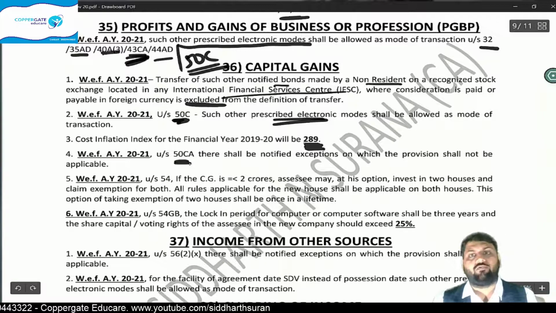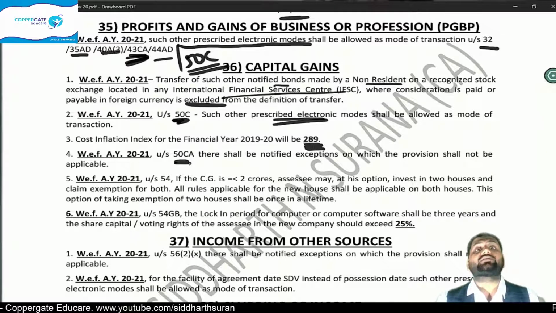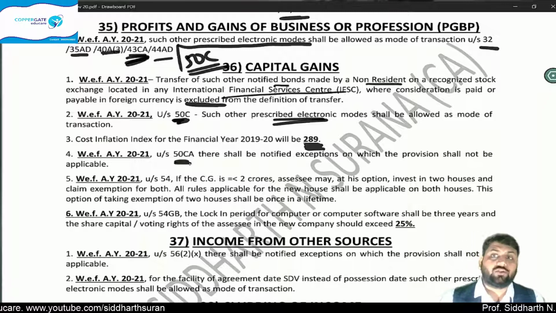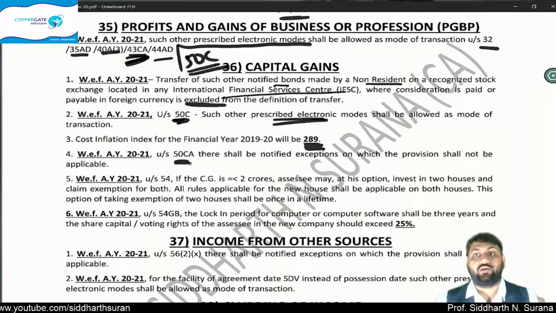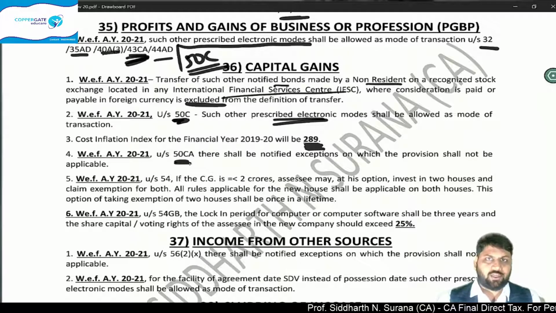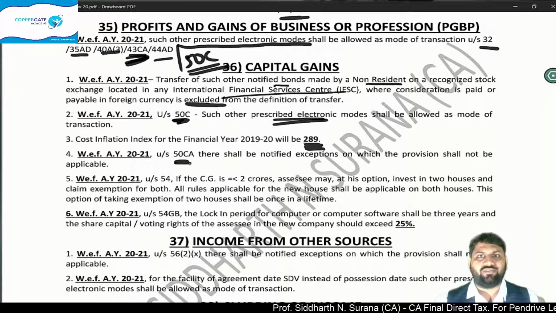First, let me remind you what is 50CA. Whenever there is a sale of unlisted shares, the selling price will be actual selling price or fair market value, whichever is higher. Just like for immovable property, we have the stamp duty value rule. For unlisted shares, actual selling price or stamp duty value, out of the two, whichever is higher.